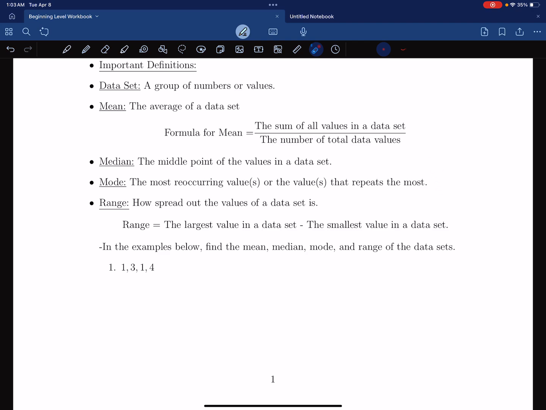And one thing to note here is that we can have more than one mode in a data set. So that's one important thing to note.